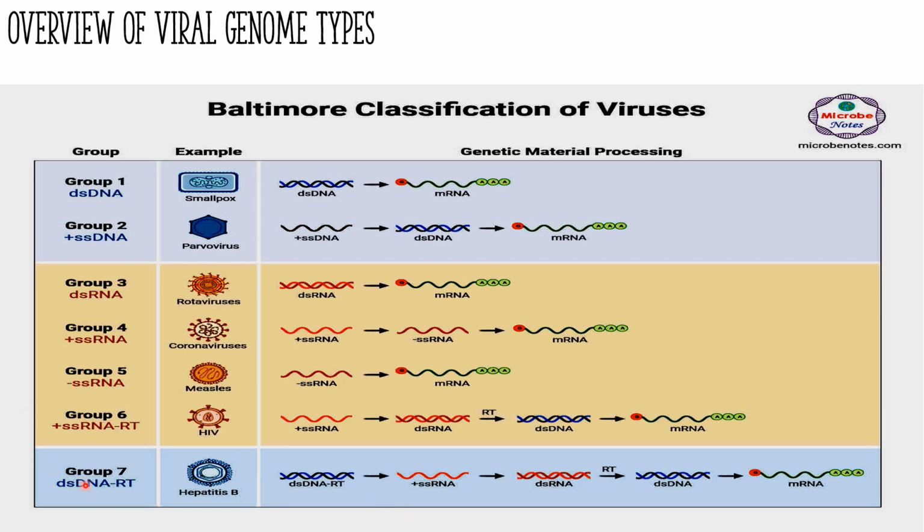Group 7 viruses have double-stranded DNA as their genetic material. Example for this is the hepatitis B virus. The group 7 viruses have partial double-stranded DNA genomes and make single-stranded RNA intermediates that act as mRNA but are also converted back to double-stranded DNA genomes by reverse transcriptase, necessary for genome replication.